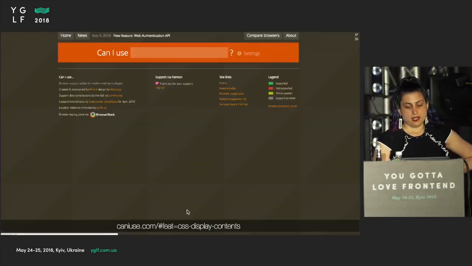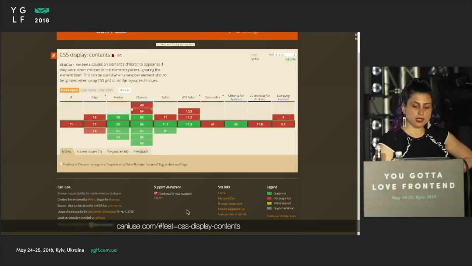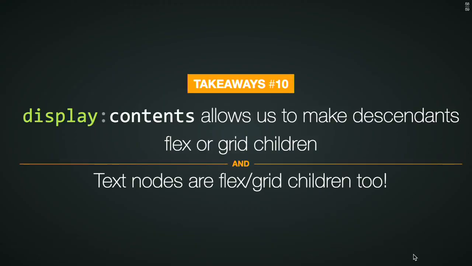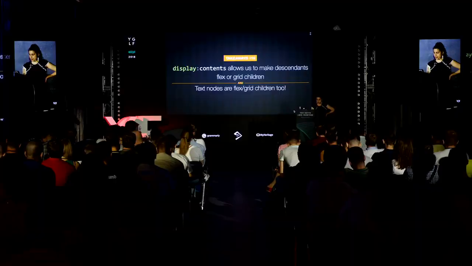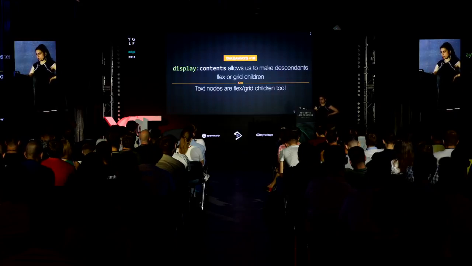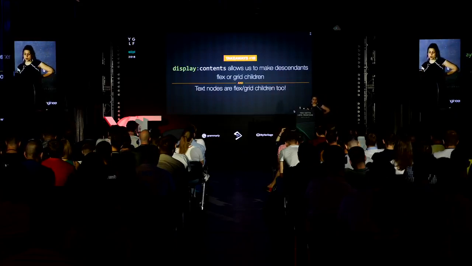And display: contents doesn't have amazing browser support, but it's very decent and it's constantly growing. As you can see, more than 1 in 2 users has it. Basically, 2 out of 3 users have it. So the takeaways from the last secret is that display: contents allows us to make descendants flex or grid children, even though they're descendants and not actually children. And also, as I've mentioned before, text nodes are flex and grid children as well.